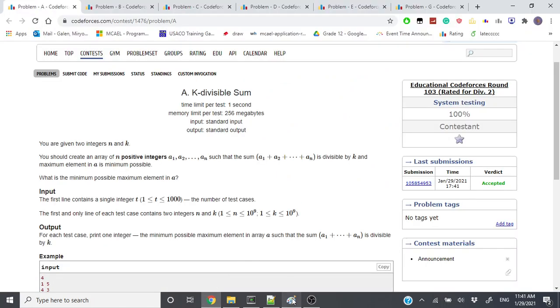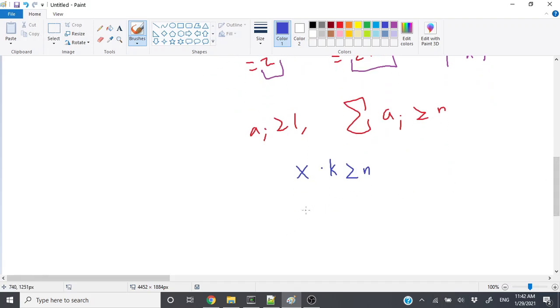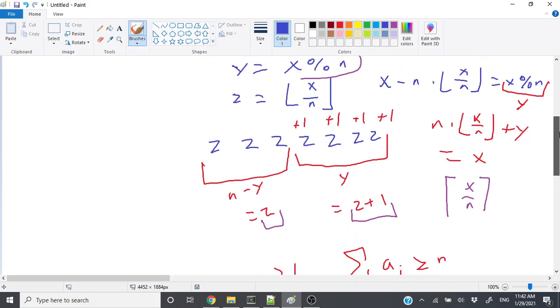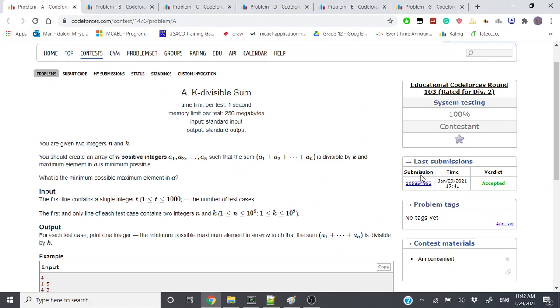So that will work. Essentially, we want the smallest multiple of k that's greater than or equal to n. This is the definition of the ceiling function right here. This is what we want. So the optimum value for x is simply the ceiling of n over k. And then for that value of x, the answer is the ceiling of x over n.